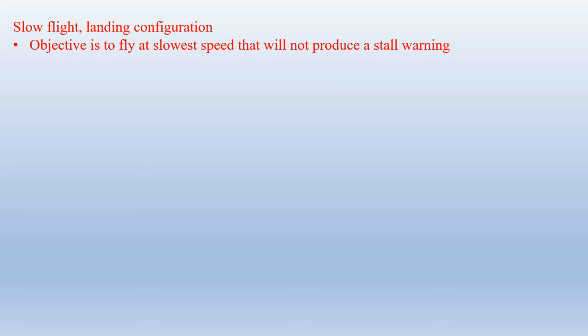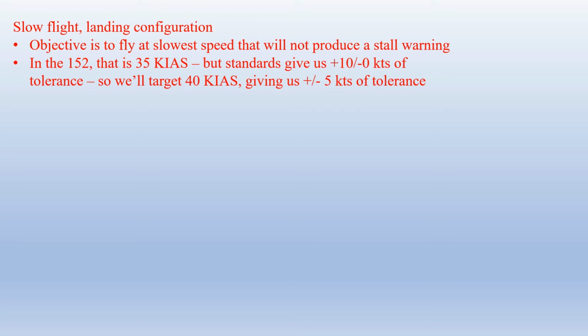The objective for slow flight is to fly at the slowest speed that will not produce a stall warning, so pretty darn slow. In the 152, that speed is 35 knots of indicated airspeed, but the FAA standards give you a tolerance of plus 10 and minus 0 knots when you're flying the maneuver. So what I recommend doing is actually targeting 40 knots, and that gives you a tolerance of plus or minus 5 knots either side of that speed.